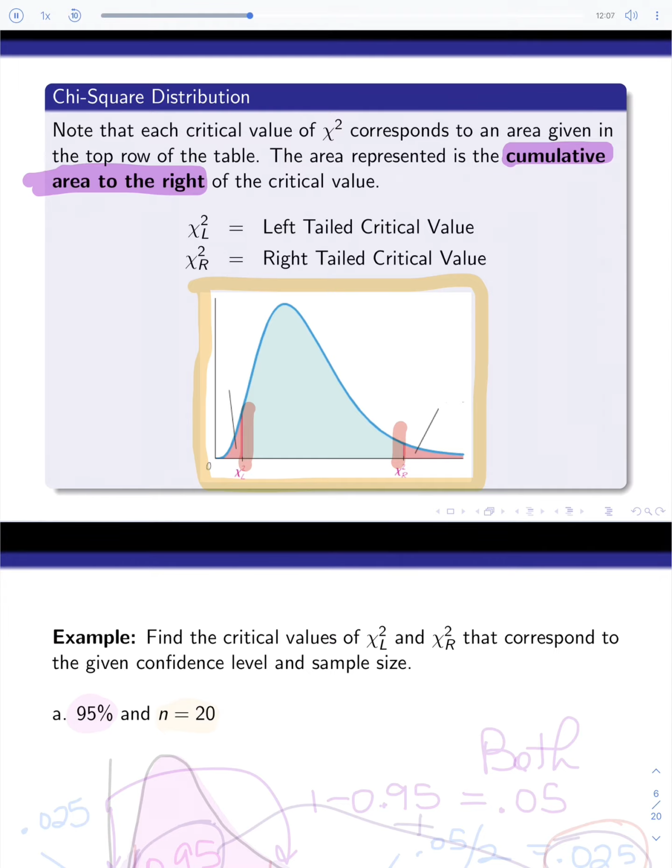So let's take a look at just how do you find the critical values for a confidence interval. We're not going to actually find the confidence interval yet, just finding the critical values. So they're going to need to give me an n and a confidence level. And I'm going to start by drawing my picture.